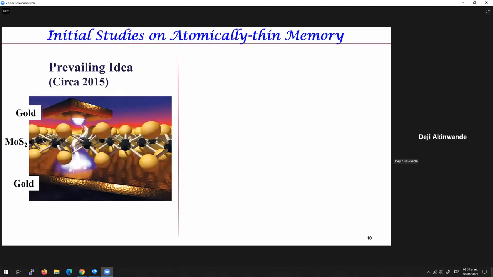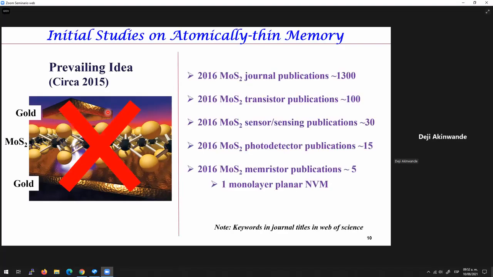However, when we first began working on this, there was no report using atomically thin two-dimensional material as the active layer in a metal-insulator-metal memory device. So we began to consider what kind of structures would make sense. Our early analysis of the literature showed that there was no work present.